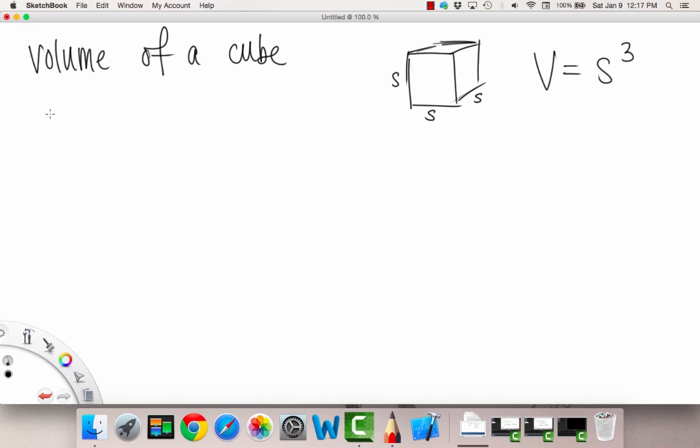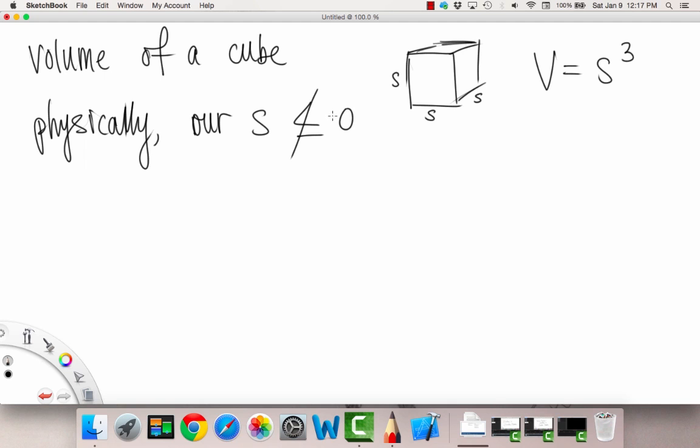But the thing is that physically, we can't have a negative side length. That wouldn't be possible. So physically, our s cannot be less than or even equal to zero, because even if our side length was equal to zero, that means we don't have a cube. We don't have anything at all, just a really strange situation. And definitely our side length can't be negative, because what does that even mean in a physical sense?